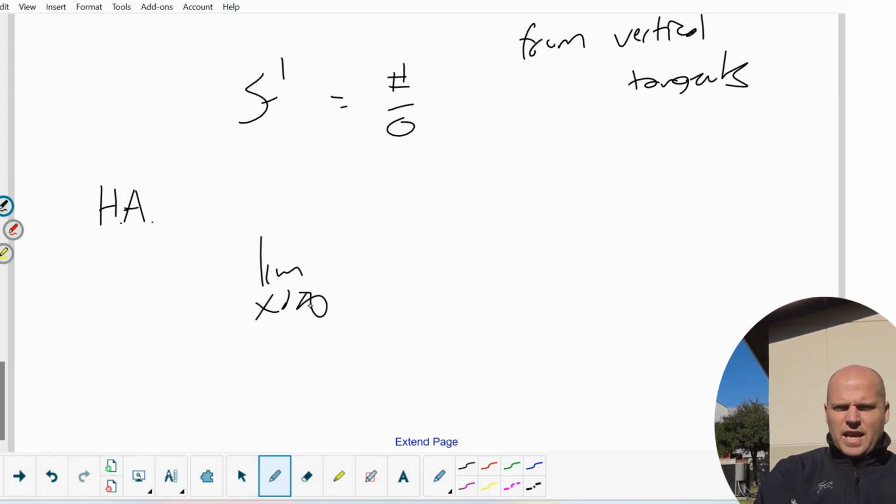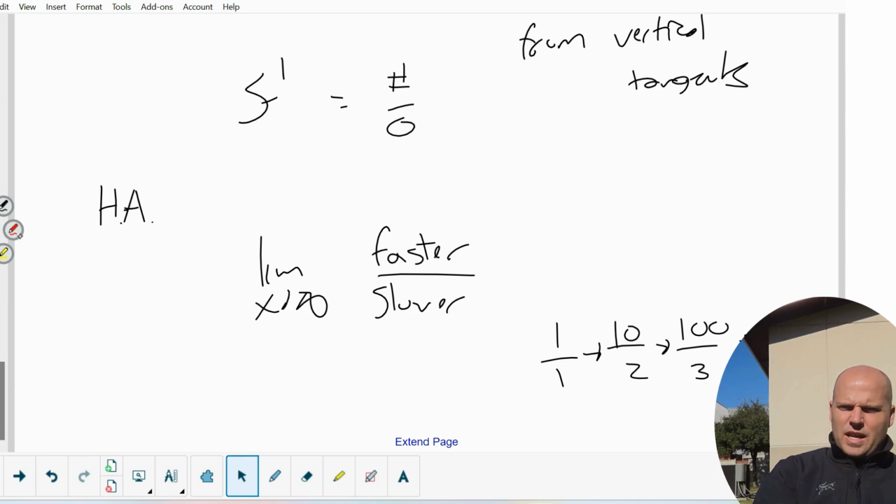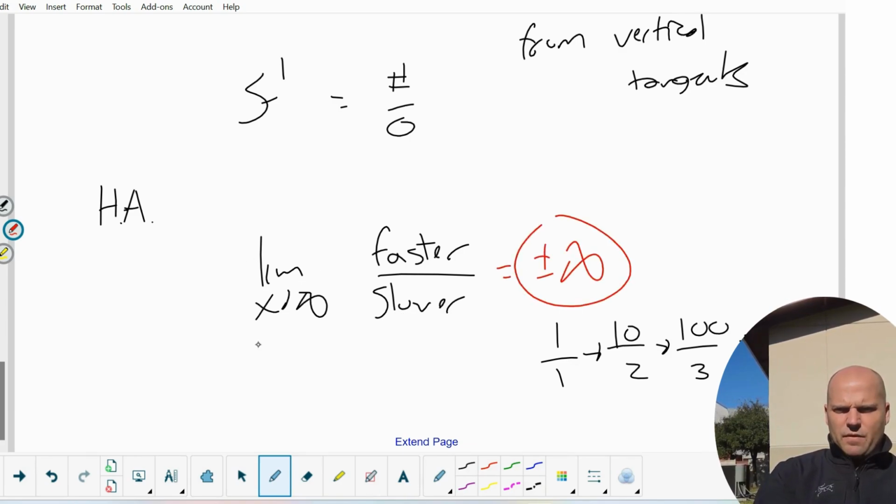When you look at plugging in infinity, it's all about who's going faster, who's going slower. We can think about fractions, and if the numerator grows faster than the denominator, what is happening to each subsequent fraction? They're getting bigger. So faster over slower, we get positive or negative infinity. If we got things flipped and it's slower over faster, we would be approaching 0. You have to figure out which kind of infinity it is.